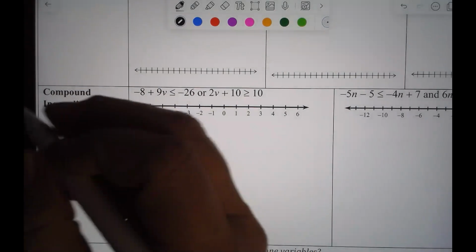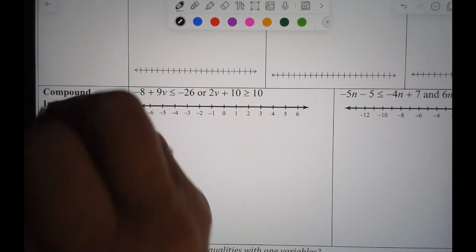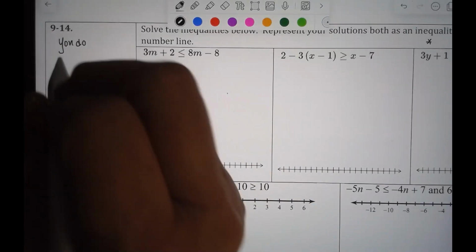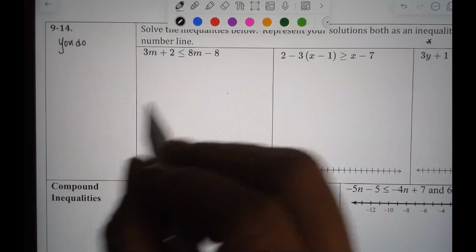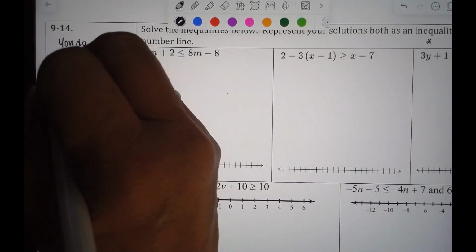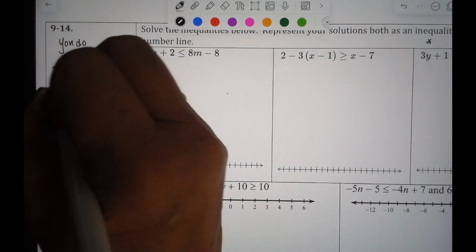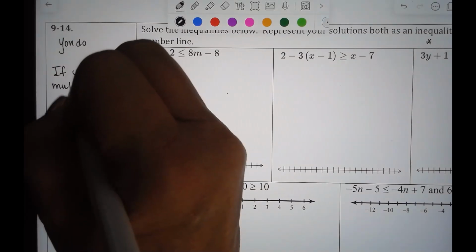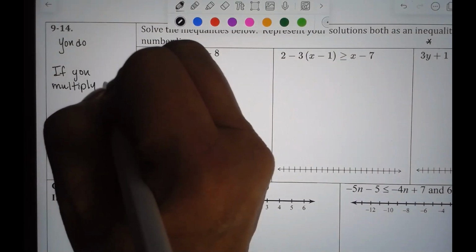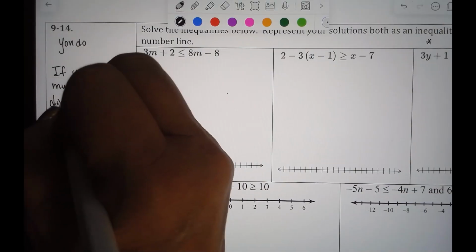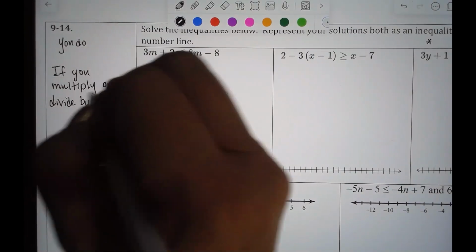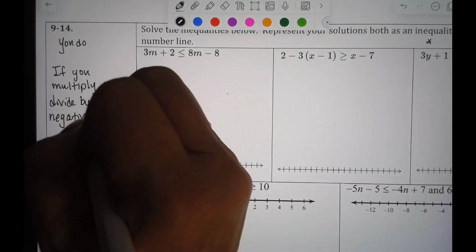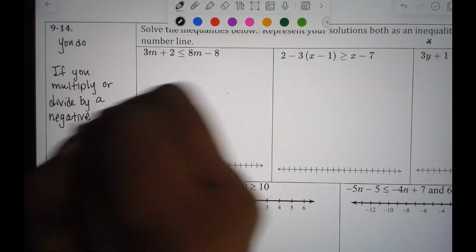Also, some reminders about when you are multiplying. The only difference when we're doing inequalities, or one of the big differences, is if you multiply or divide by a negative when you are solving, you must flip the inequality sign.